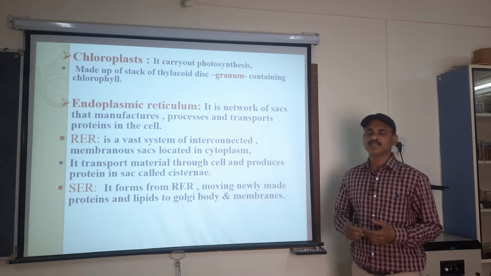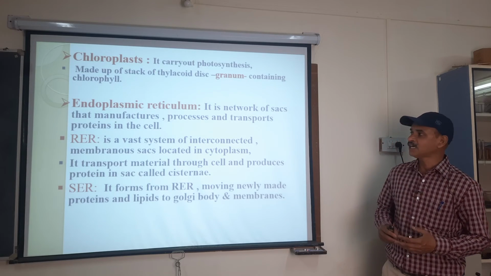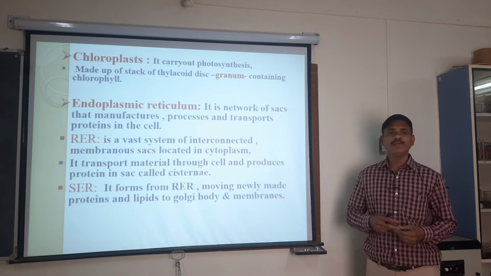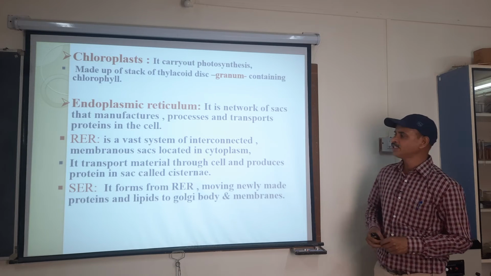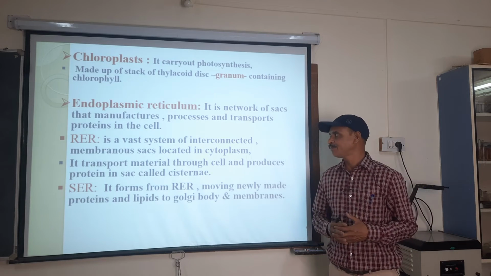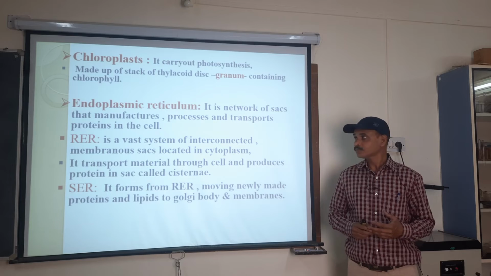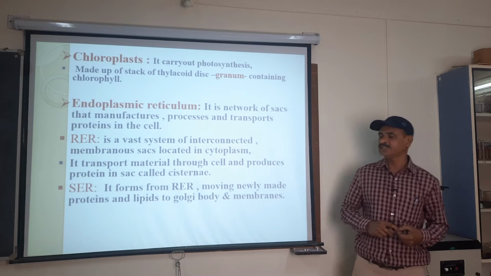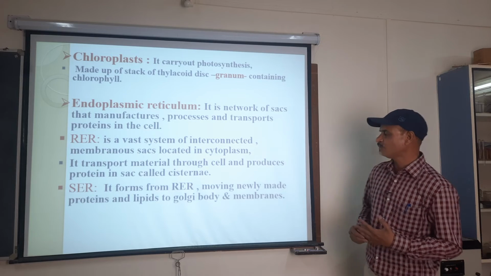Endoplasmic reticulum is the next cellular organelle. It is a network of sacs that manufactures, processes and transports proteins within the cell. So it is associated with protein synthesis. Then rough endoplasmic reticulum is there. We know there are two types of endoplasmic reticulum, rough endoplasmic reticulum and smooth endoplasmic reticulum. Rough endoplasmic reticulum, known as RER, is a vast system of interconnected membranes located in the cytoplasm. This rough endoplasmic reticulum transports material through the cell and produces protein in the sacs called cisternae. Then smooth endoplasmic reticulum forms from the rough endoplasmic reticulum.